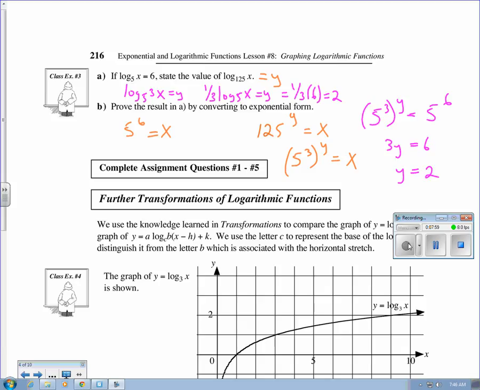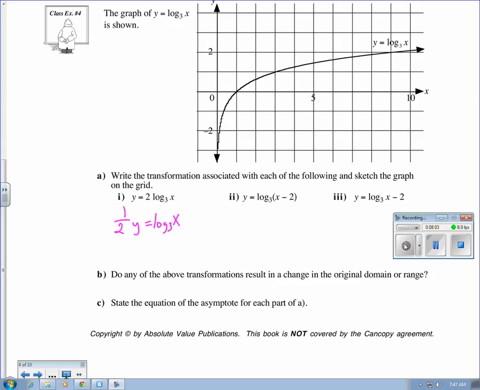We've got some transformations to take a look at. Let's shift down. So we're back to our ABHK information. So when I have y equals 2 log x, I'm looking at a vertical stretch in relation to y by a factor of 2.